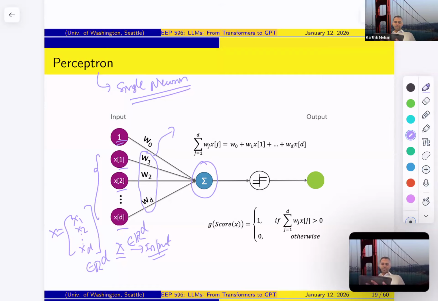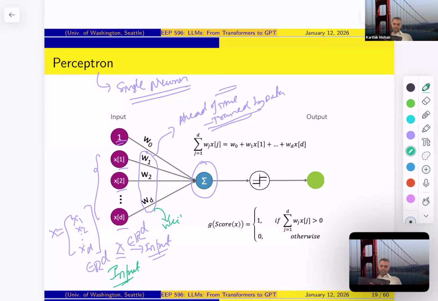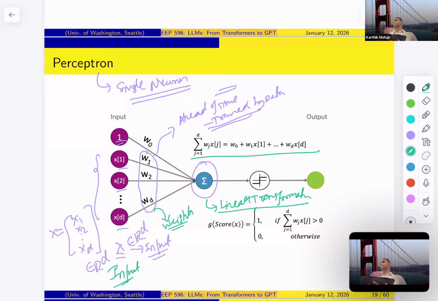And these weights are computed ahead of time, right? Or they're trained. These weights are trained by data. So you have an input here, and then you have weights here, and then you have a linear transformation here. The linear transformation is basically a dot product between the weight vector and the input, right? So the weights interact with the input in a linear way, the simplest way you can interact with input. And then whatever you get as the outcome of this, you pass it through a nonlinear step function.